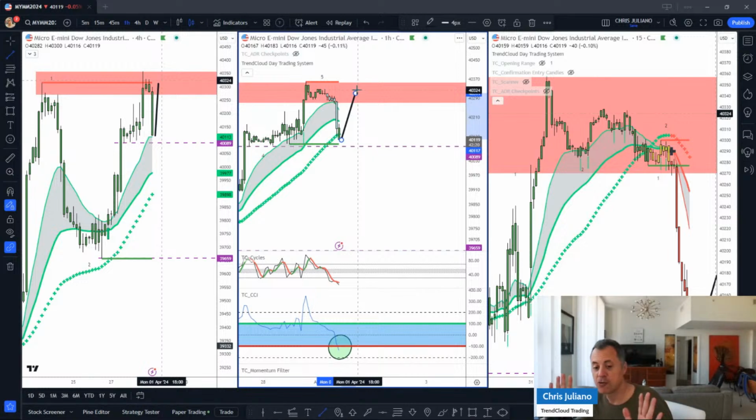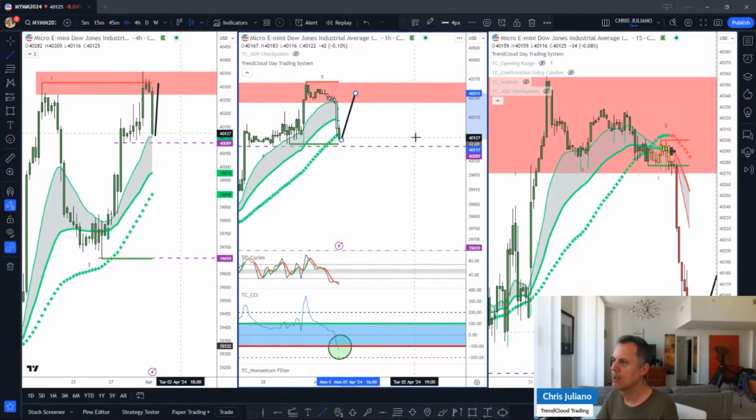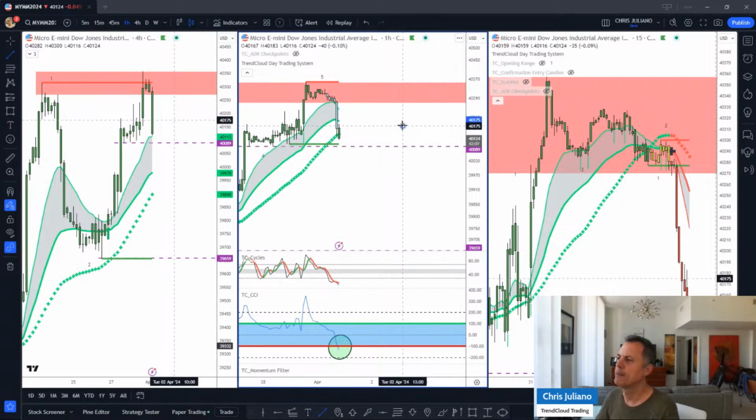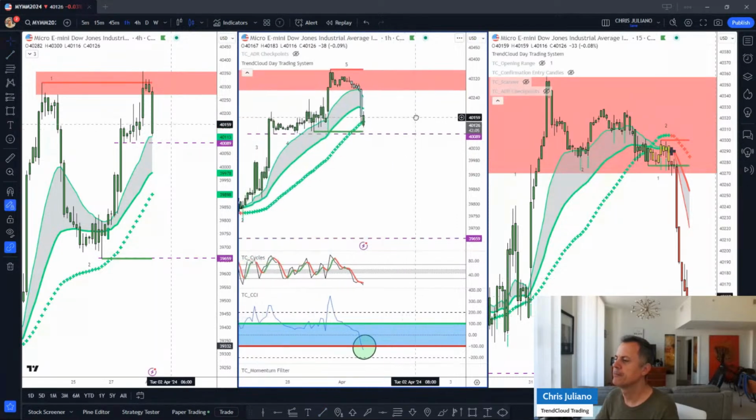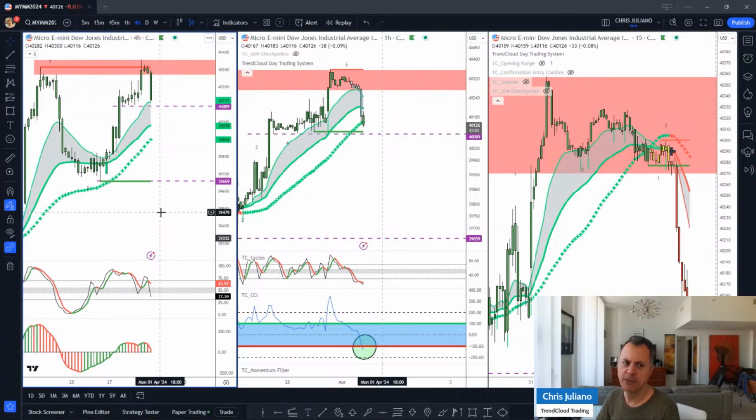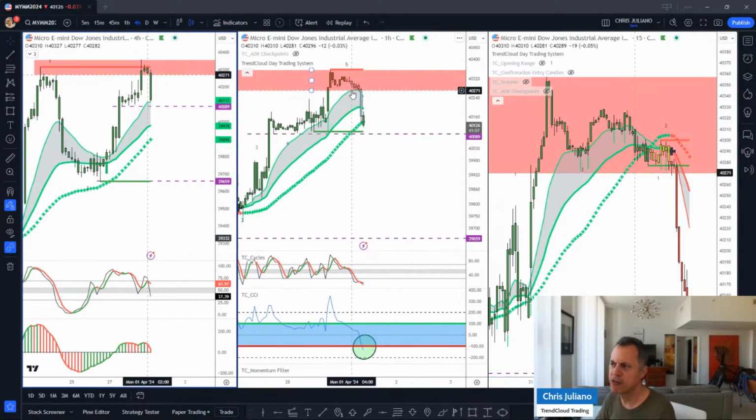Is it going to work 100%? We don't know. We don't know. But you can't let that stop you from taking the trade. So very good position. What about momentum on high time frame? Yeah, there it is. We're setting up for a really nice short here on that micro Dow.